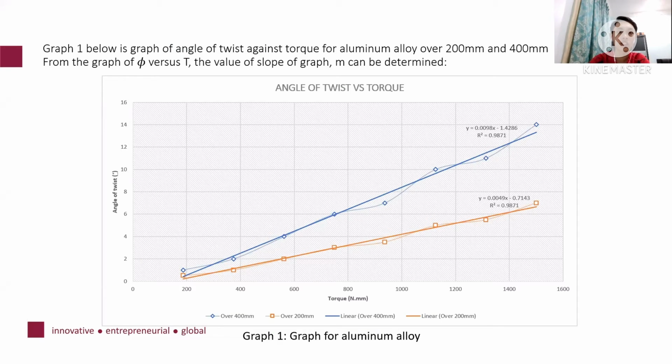Graph 1 below is the graph of angle of twist against torque for aluminum alloy over 200mm and 400mm. From the graph of angle of twist versus T, the value of the slope can be determined, where the y-axis is the angle of twist in degrees and the x-axis is the torque. For 400mm, the value of the slope is 0.0098. For 200mm, the value of the slope is 0.0049, which is half of 400mm.